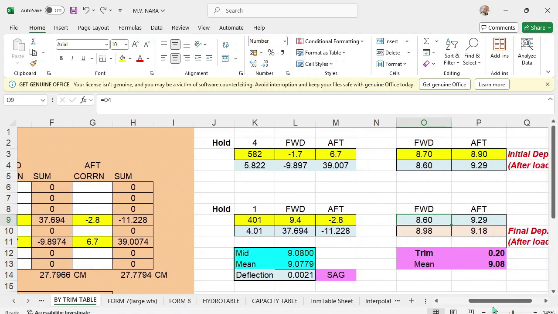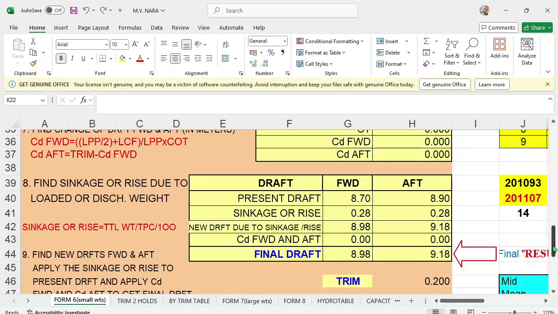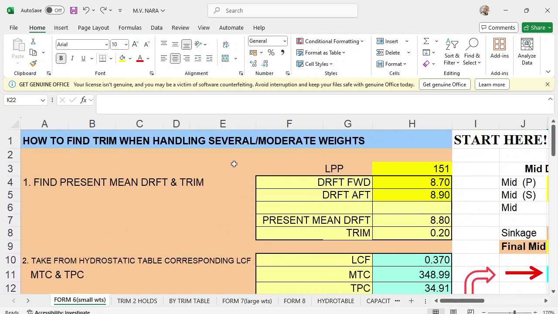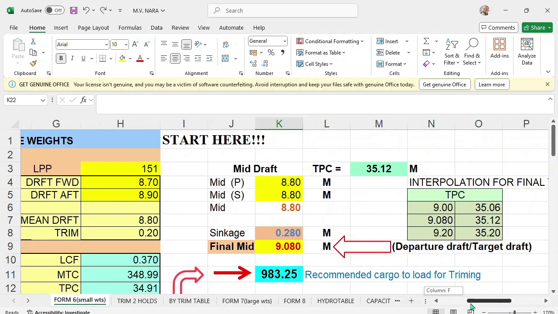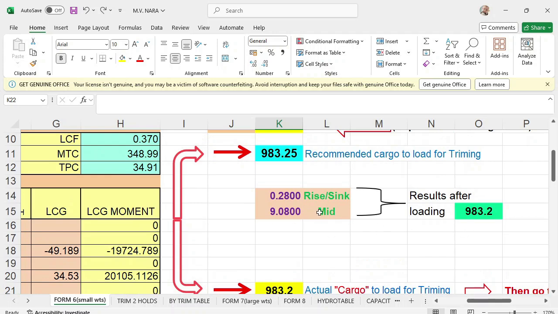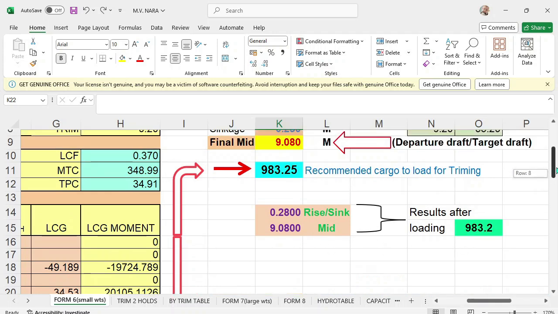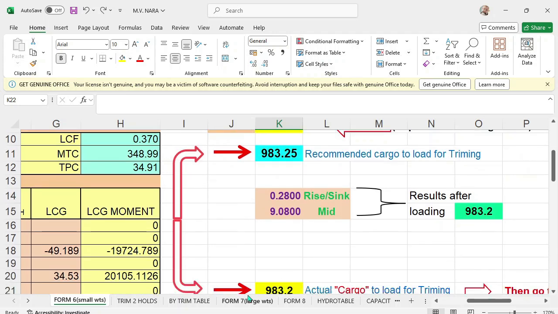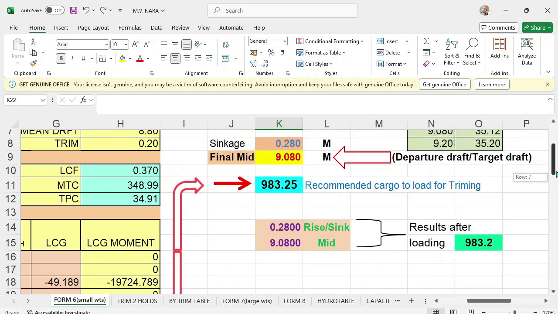so that's it, guys. Again, let's review here how to find trim when handling several weights. When you load 883.25, for the sake of computation, you will have exactly the mid draft here. Once you load this figure, you have exactly the mid draft here and the sinkage.